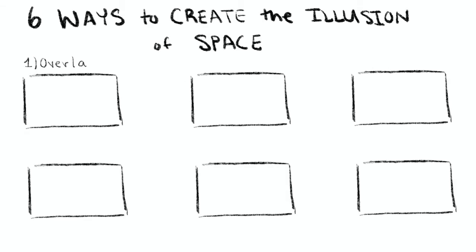First one is overlapping, and that is when you put shapes in front and behind each other. So on the left, that is a really good example of what overlap looks like, and on the right, it's when it's on the same plane, which means there's no overlapping and it looks really flat.